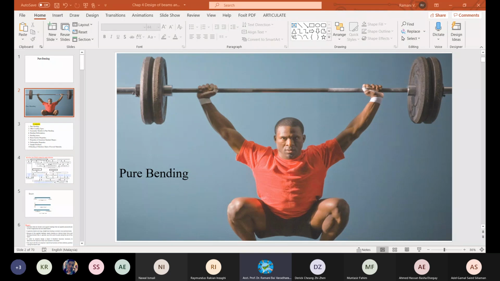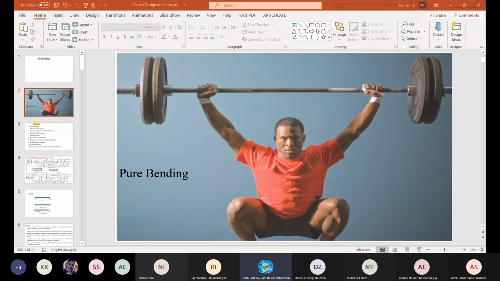What is happening here in this photograph that you are seeing? What's happening? Please make it interactive. What is he doing? Where is the action? Where is the reaction? Where is the load? Where is the moment? Where is the lever arm? Quickly. You can be wrong, don't worry, but I need an answer from you.